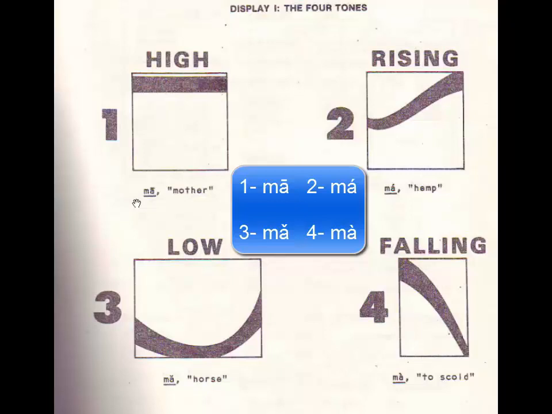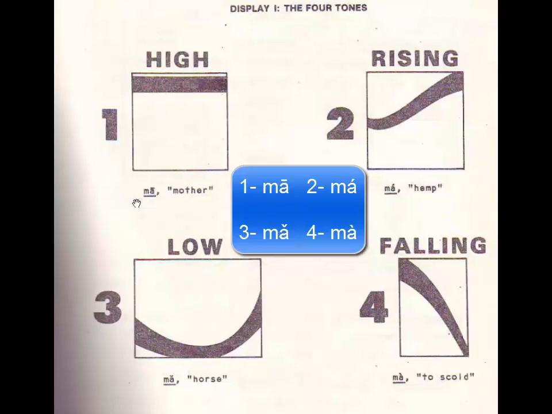Now let's compare the high tone with the rising tone. Both are in the upper part of the pitch range, but the high tone stays level while the rising tone climbs sharply, starting slightly below the high tone and reaching the top of the range. Listen to mother followed by hemp. Ma, ma. Again, high tone, rising tone. Ma, ma. Let's turn them around. Hemp followed by mother. Ma, ma. Again, rising tone, high tone.